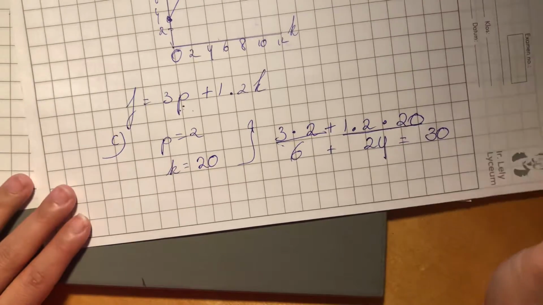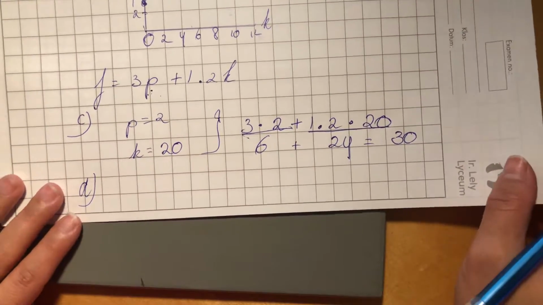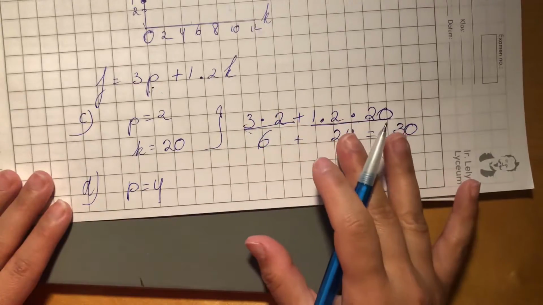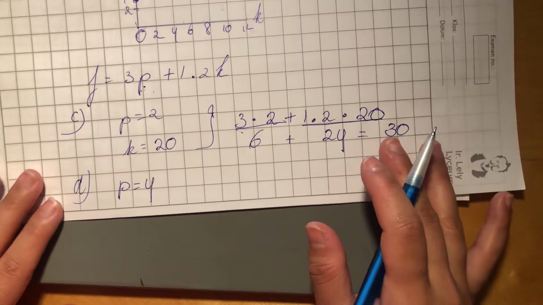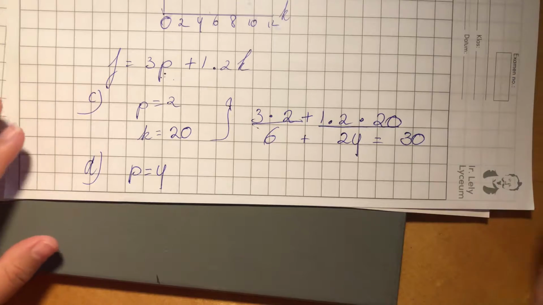Now, D. The family consists of 4 people, so P will become 4. Write down the formula for the cab fare of K kilometers with UCAB. So it's just a family, 4 people. That's not going well. That's really not going well. You're gonna see this back in the video. This is so hilarious.